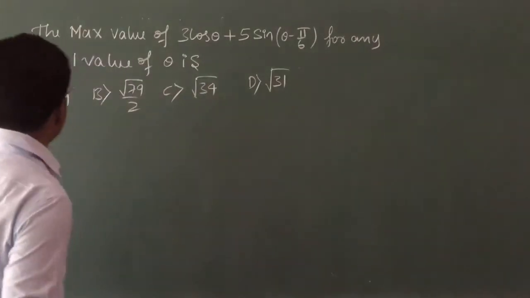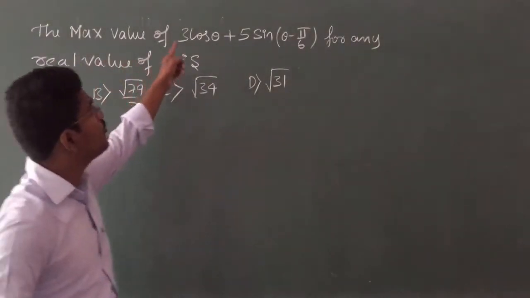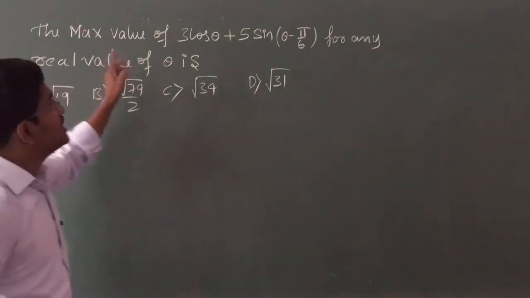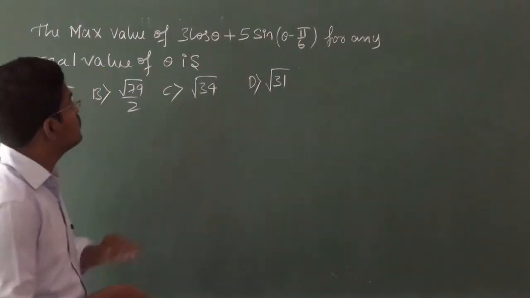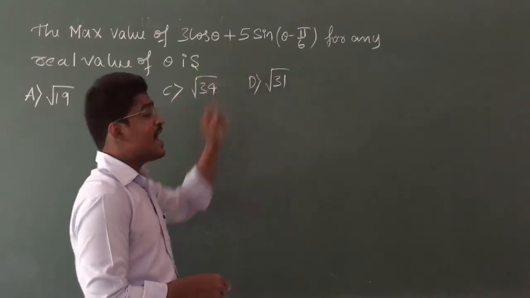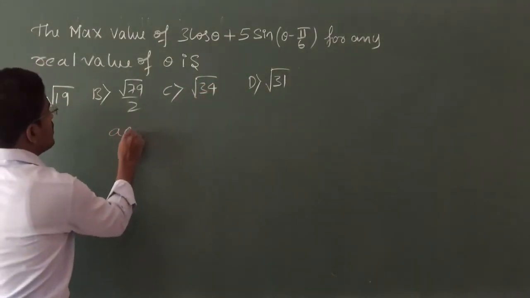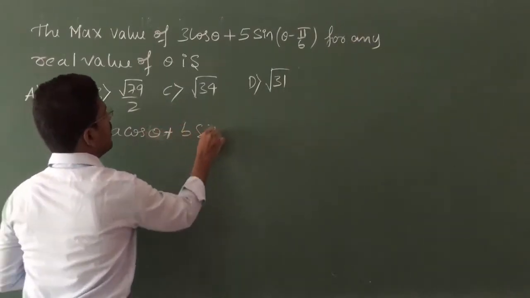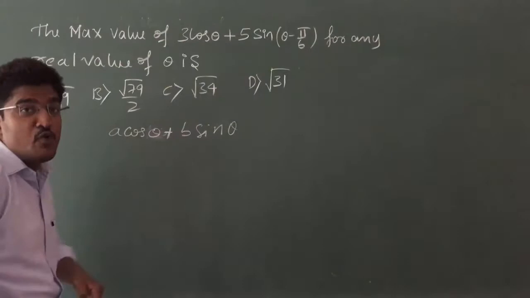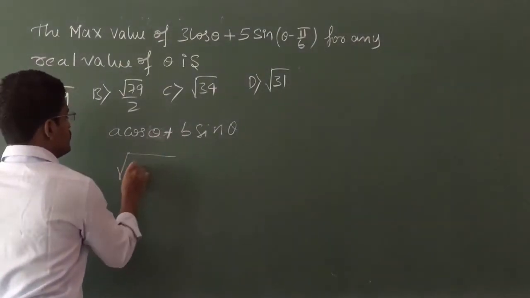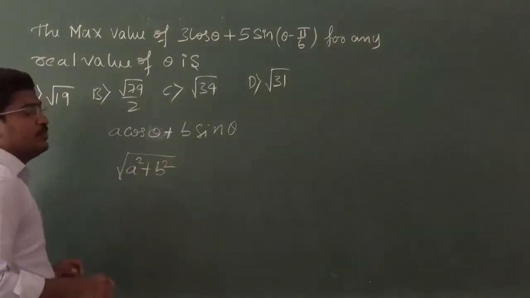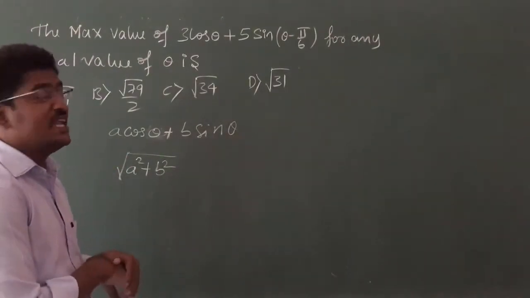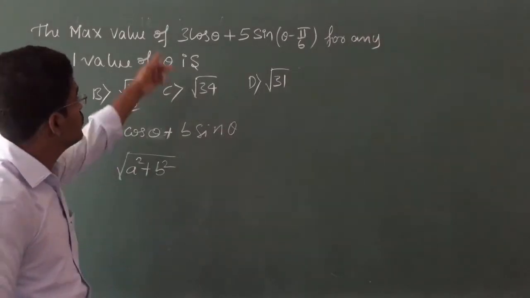Clear? So here you have to find the maximum value of the given expression for any real value of theta. Clear? Okay, you have to find the maximum value of this. As you all know, a cos theta plus b sin theta will give the maximum value of square root of a square plus b square. Clear? So from this understanding of a simple concept, you have to find that.